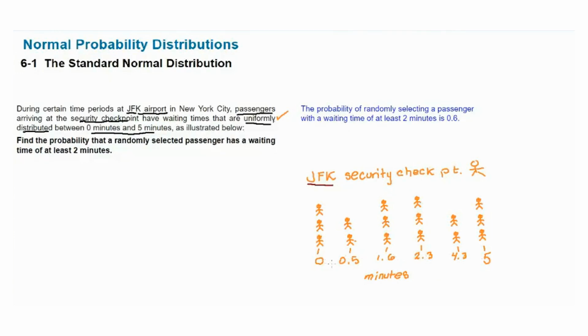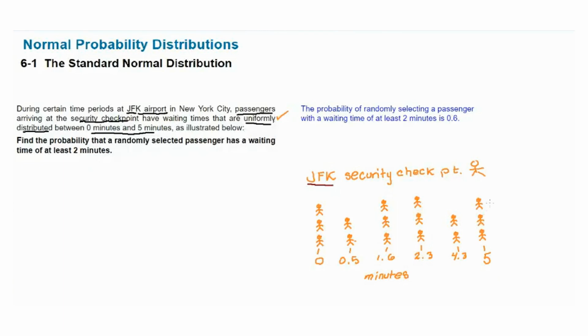This problem would be about people waiting, let's say, 0.5 minutes. Someone could wait 1.6 minutes. Someone else could wait 4.3 minutes. The reason I created this sketch the way it looks is because we're told that the frequency is uniformly distributed, which means that these columns that you see here all have the same height. Or in other words, in terms of this problem, the waiting times for these people are all pretty similar.